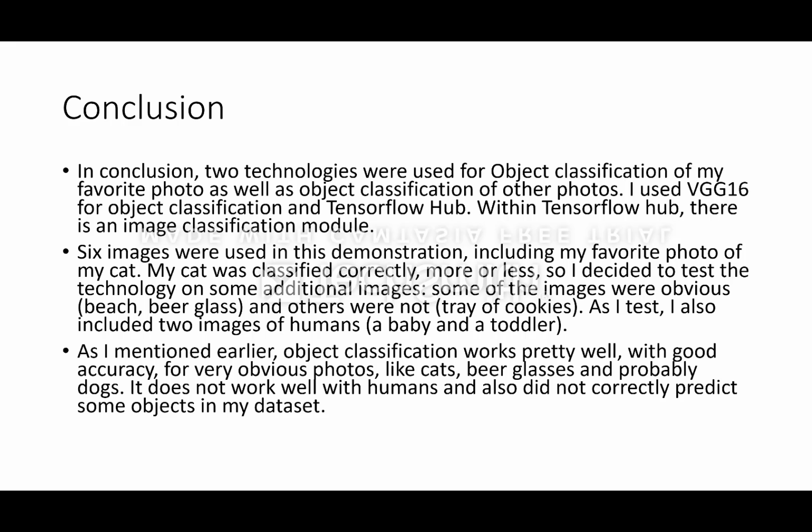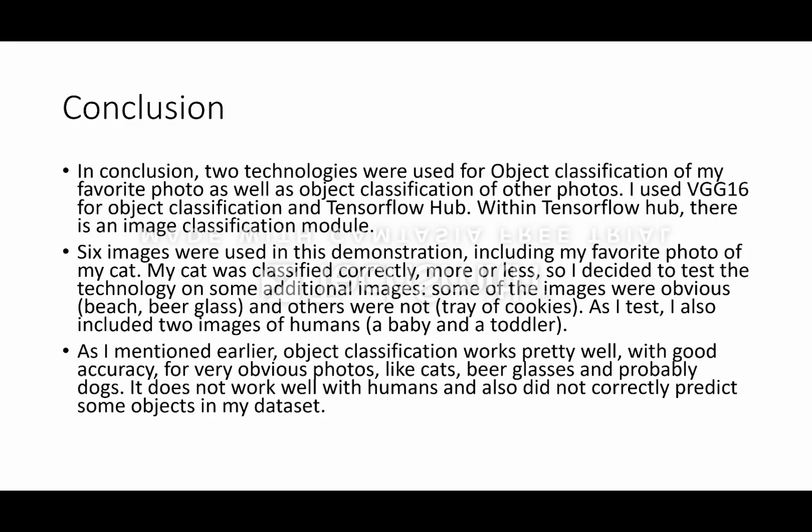My cat was classified correctly, more or less, so I decided to test the tool on some additional images. Some of the images were obvious, such as a beach and a beer glass, and others were not, such as a tray of cookies. As a test, I also included 2 images of humans, a baby and a toddler.